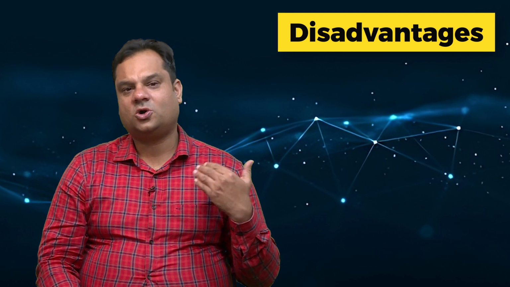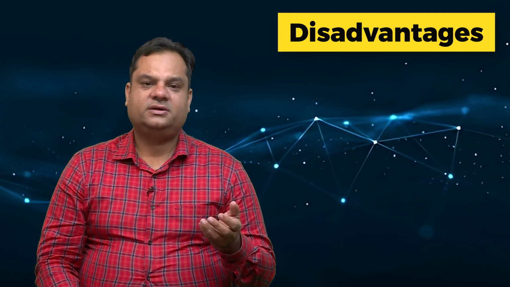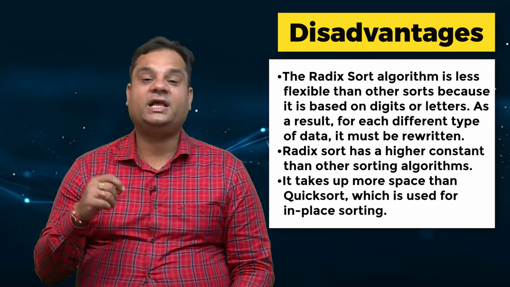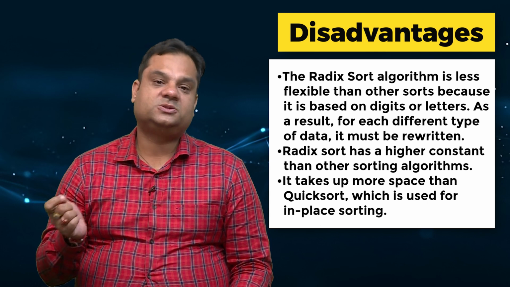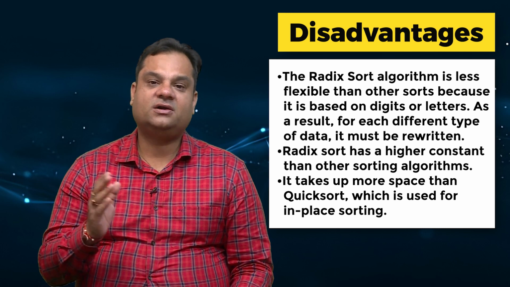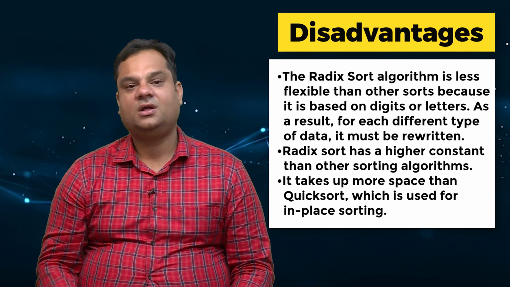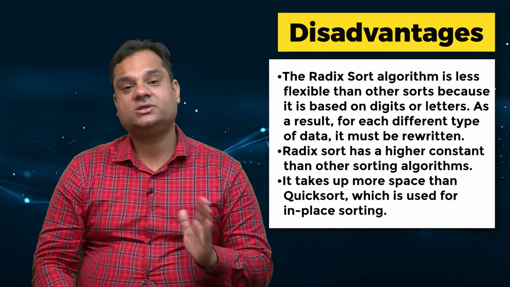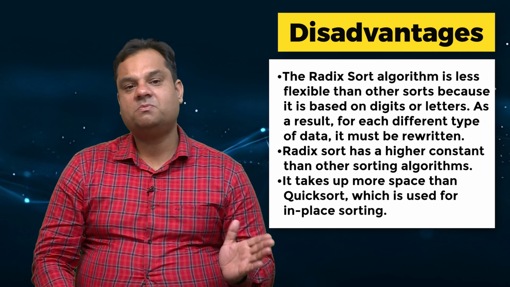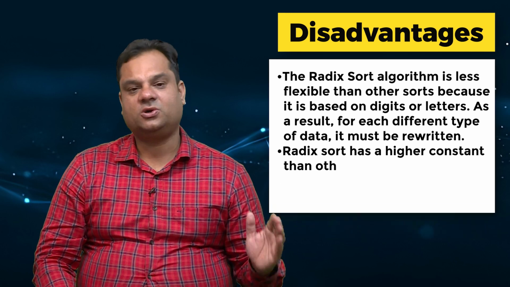Now again we talk about the drawbacks, or we can say disadvantages, of the Radix sort algorithm. Radix sort is less flexible than other sorts because it is based on digits or letters. As a result, for each different type of data, it must be rewritten. Radix sort has a higher constant than other sorting algorithms. It takes up more space than quicksort, which is used for in-place sorting.